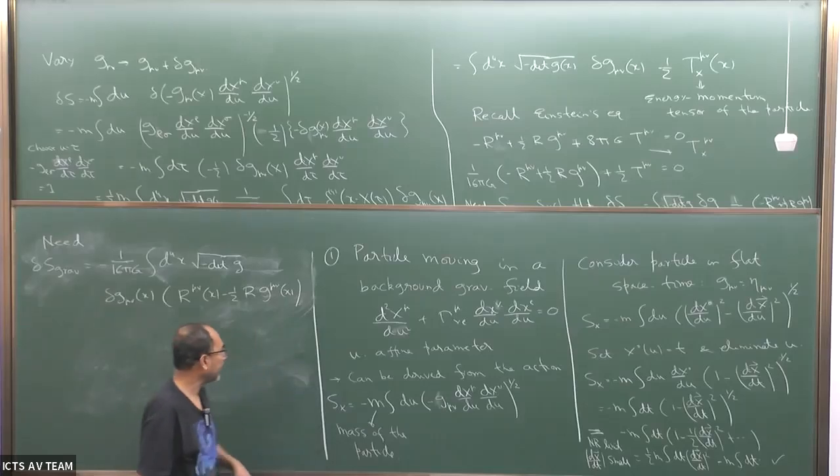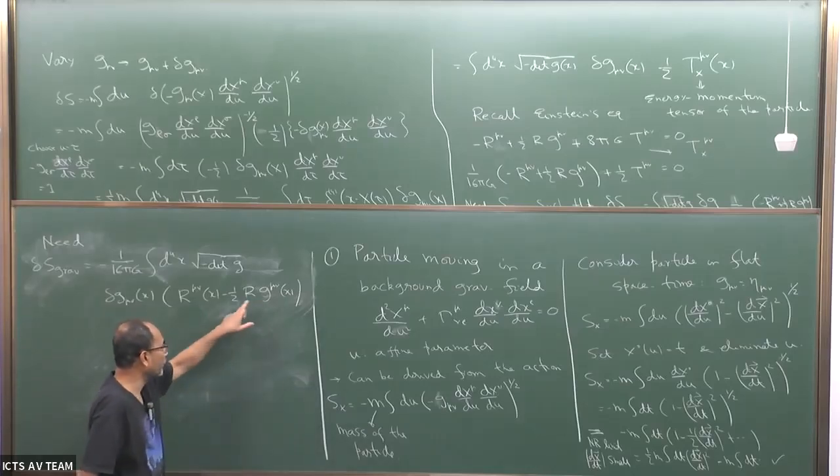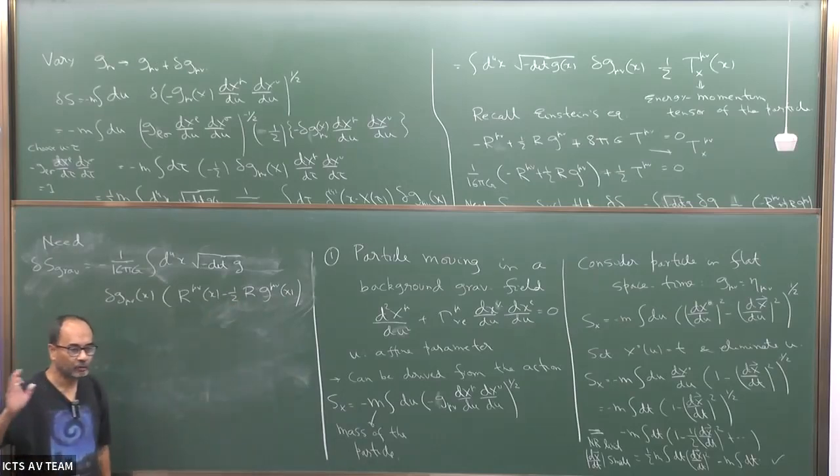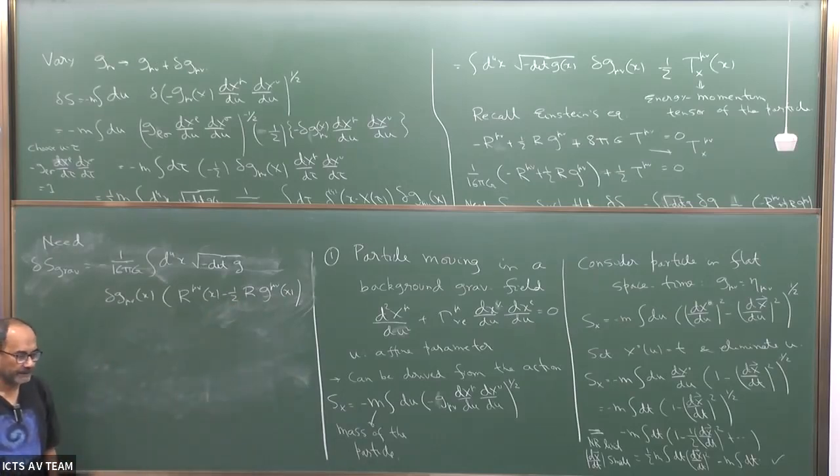So if you want the equation of motion of this kind, then the action should be constructed out of two derivatives of the metric.